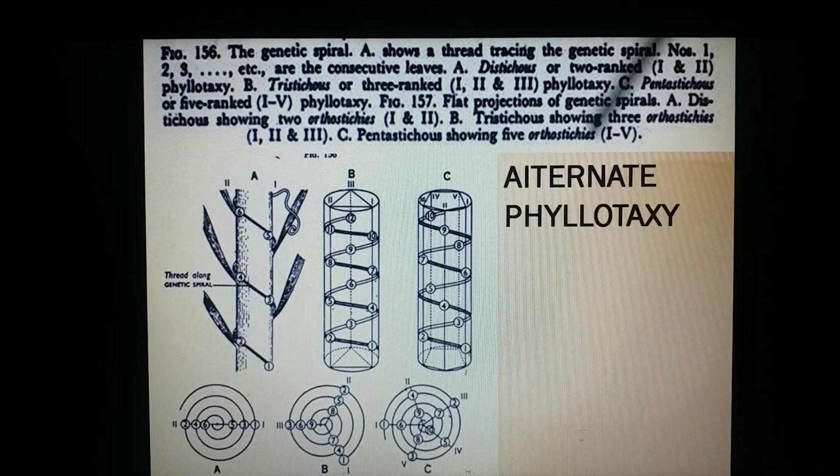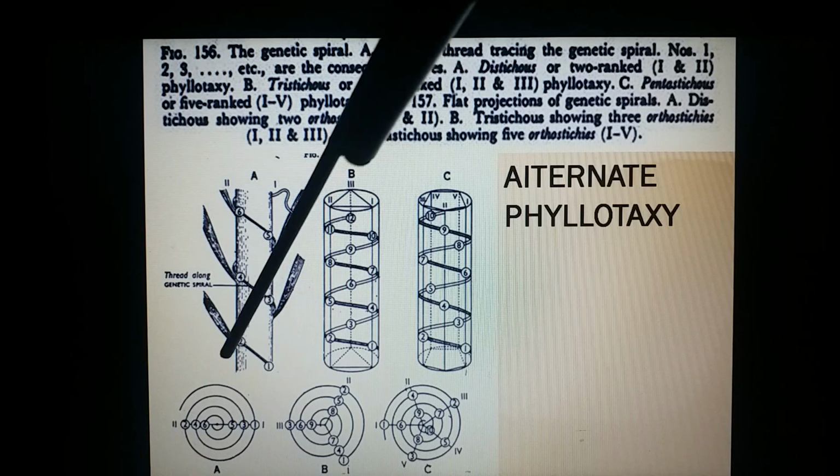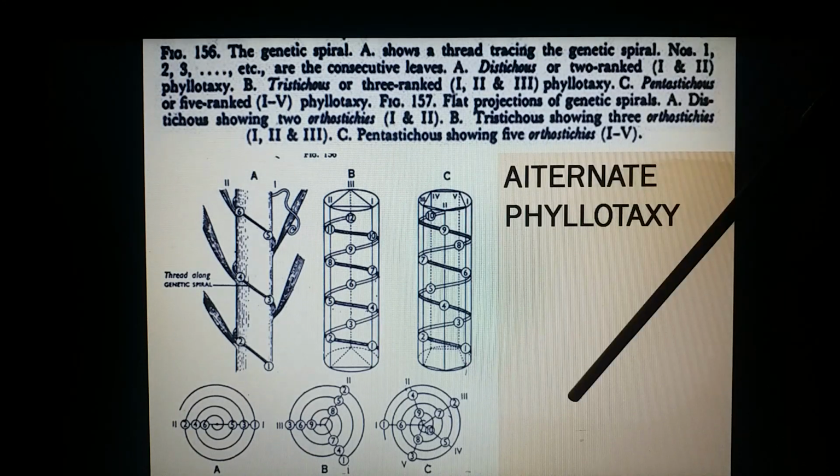In alternate phyllotaxy, the leaves are arranged in vertical rows, and these are called orthostichies. They may be in 2 rows, that is called distichous, 3 rows, tristichous, 5 rows, pentastichous, 8 rows, octastichous, and so on, parastichies.